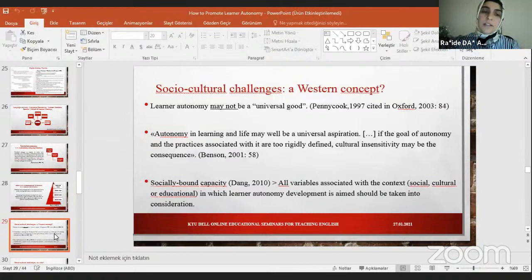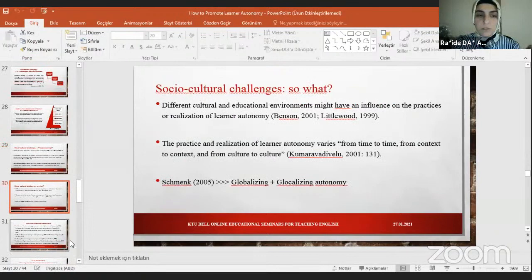In the literature, it's stated that it is a socially bound capacity, because every learner in different contexts may have different capacities to operate, to have a degree of autonomy, but it's okay. So as a teacher, you should take some precautions and consider all variables associated with your own social, cultural, or educational context. So it is important to be aware of this issue at the very beginning. And it is probable that different cultural educational environments may have different influences on your practices to help your students become autonomous, but it's okay.